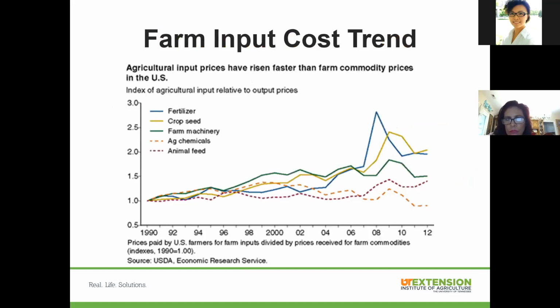So what does the farm input cost trend look like? It has been increasing for the past 20 years. Annually, it's quite a steady increasing trend for fertilizer, for seed, for the technology that farmers have to pay for to keep up with the yield. So input cost has been increasing.